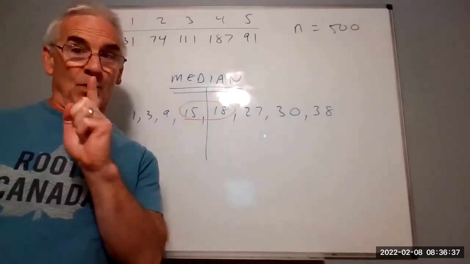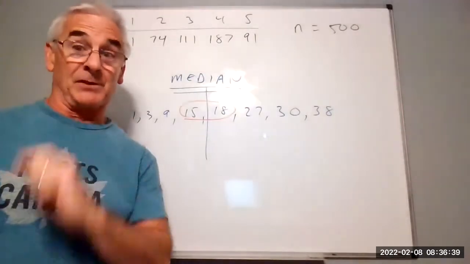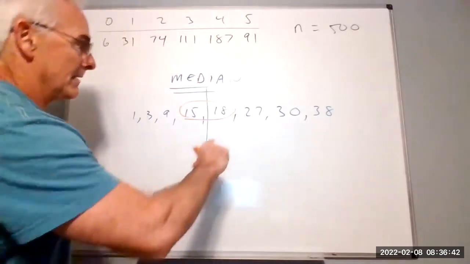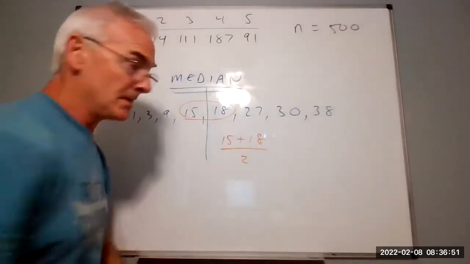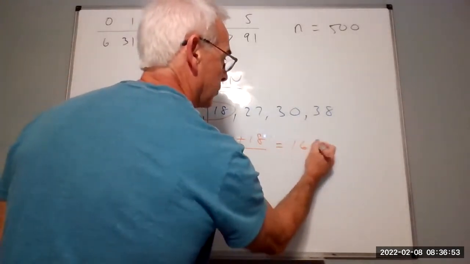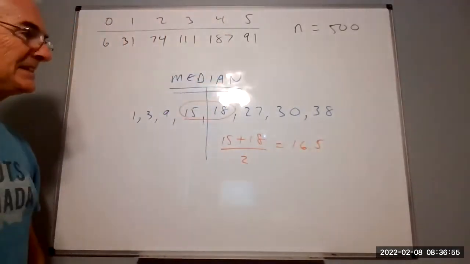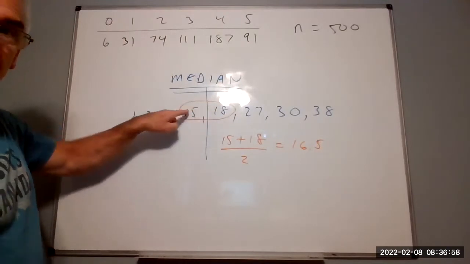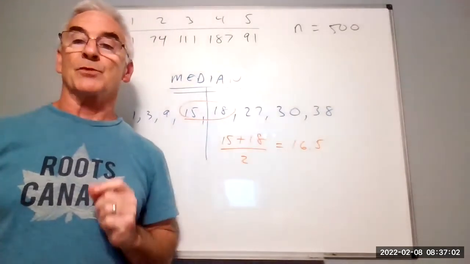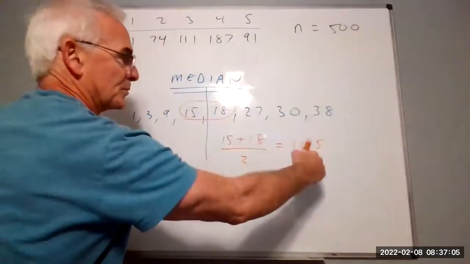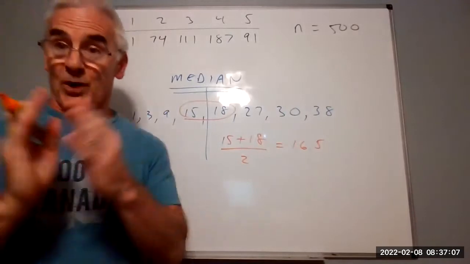The 15 and 18. But it can only be one value. So what value should I use? And I definitely want to use 15 and 18. In other words, use the average of 15 and 18, which would be in this case 16.5. My median would be the middle of those 2 numbers, the average of those 2 numbers. So the median for this group of scores would be 16.5 because it's right in the middle.